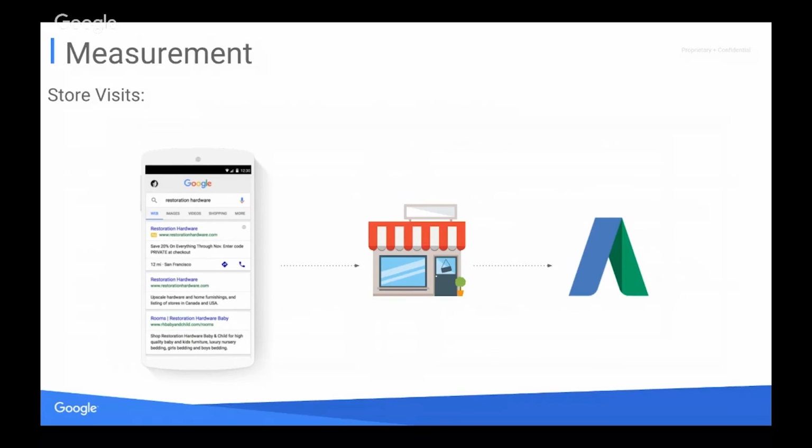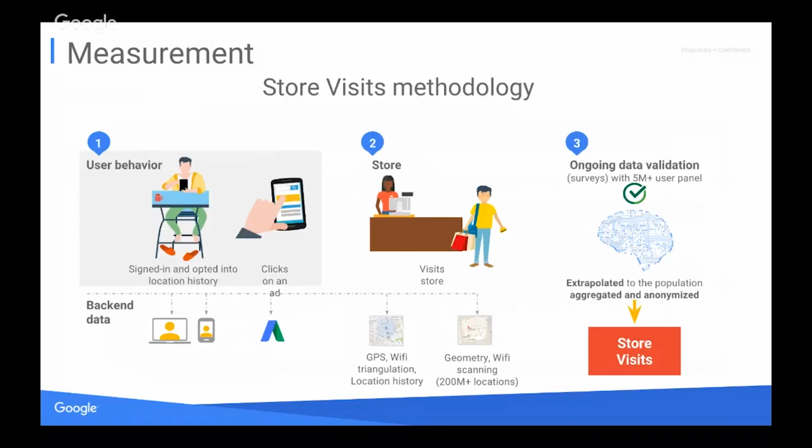Store visits is the simplest and most scalable of our solutions. When a user clicks on one of your ads and then visits your physical location, we attribute a store visit back to that ad click. It's as simple as that. But the underlying technology is far more complex, making store visits a best-in-class measurement solution.